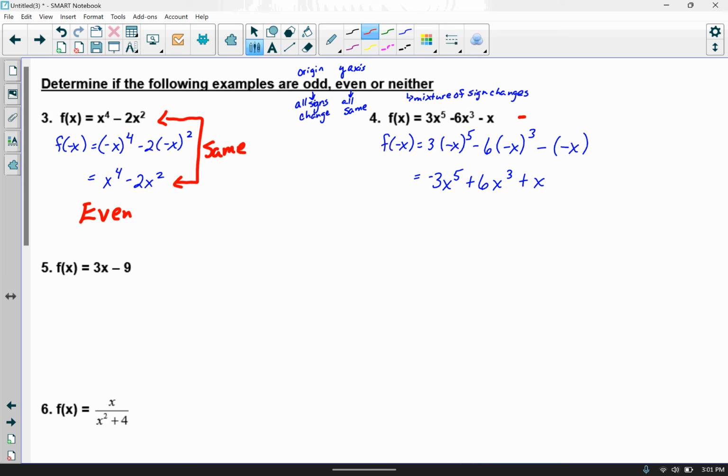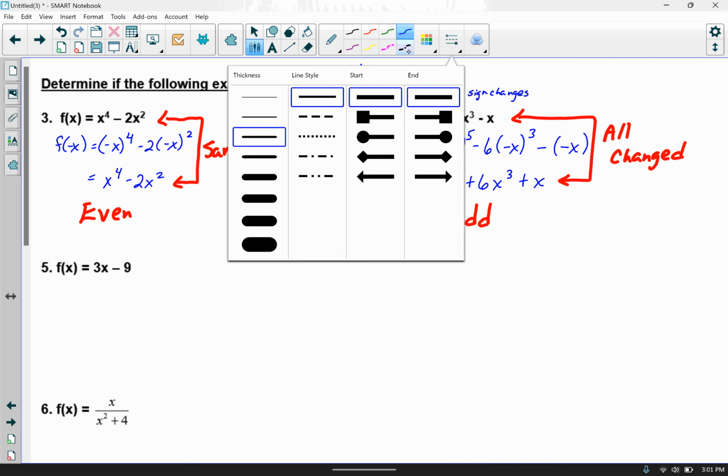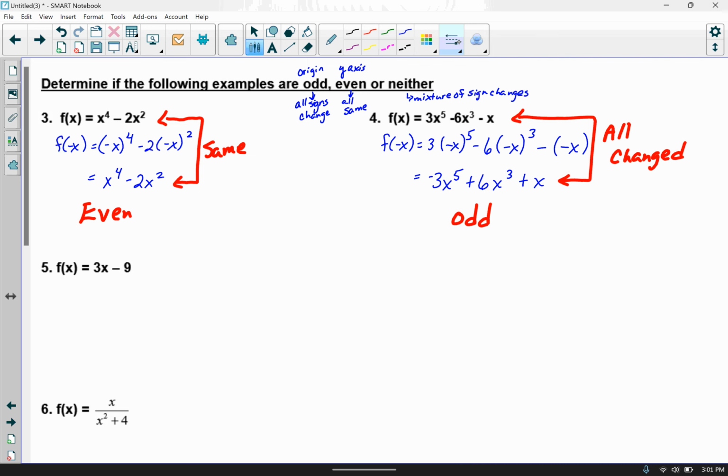All right, compare it back to the original. What happened to all of your signs? They all changed. And so since they all changed, that means that this function is odd. All right, I encourage you, you try example 5 on your own. Maybe pause. I'm still gonna go ahead and do it since there's only 2 examples left.